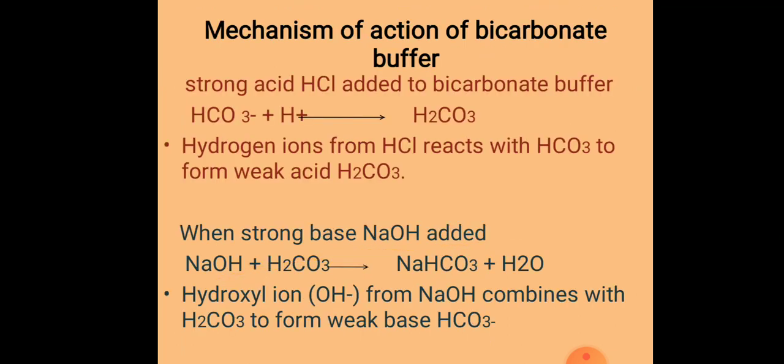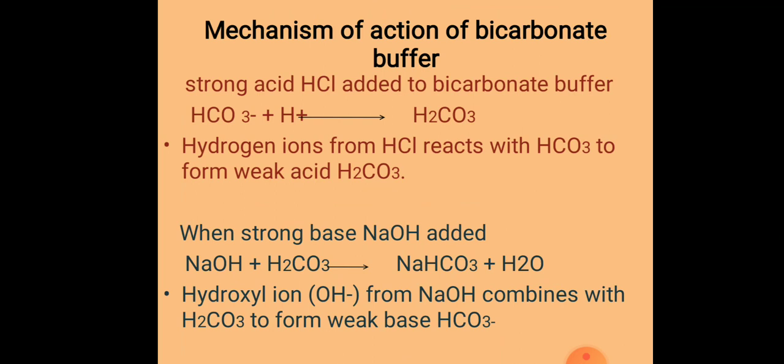Now, the mechanism of action of the bicarbonate buffer. We'll see how it acts. If a strong acid, HCl, is added to the bicarbonate buffer, the hydrogen ions from HCl react with the base part, bicarbonate, to form the weak acid, carbonic acid, so that H plus is neutralized.